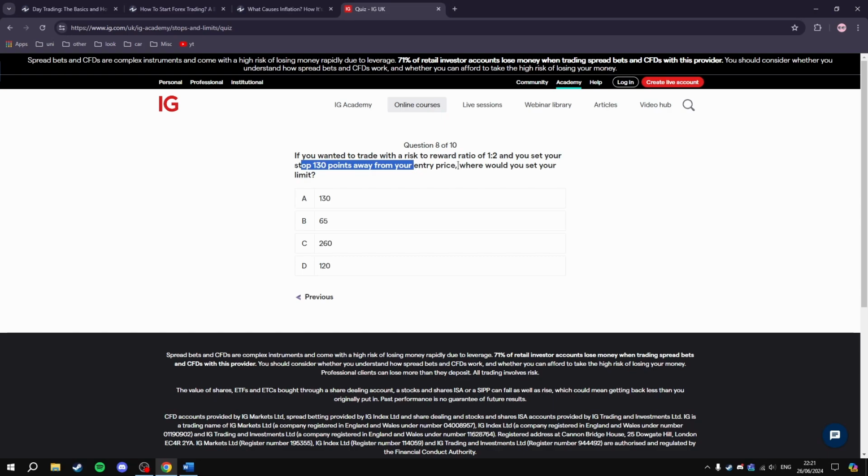If you want to trade with a risk to reward ratio of 1 to 2 and you set your stop 130 points away from your entry price, what would you set your limit? So your risk is 130, 130 times 2, 260.